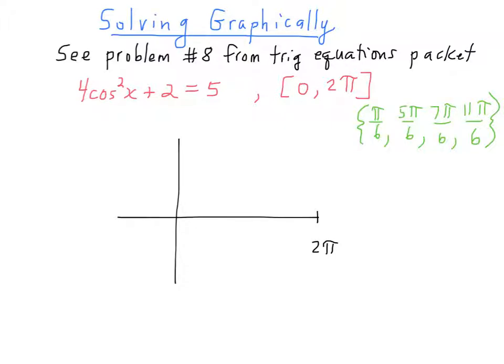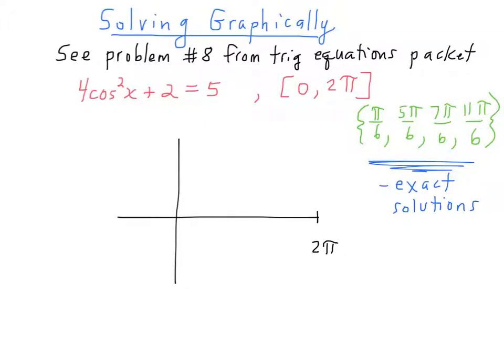So I want you to refer back to question number 8 from the trig equations packet that we just finished working in. From that, here is the equation that I have in red. We are looking to solve from 0 to 2 pi, and off to the side here I wrote down what the solutions were. Now these were exact solutions. There was no rounding here. These were exact values, in terms of pi.